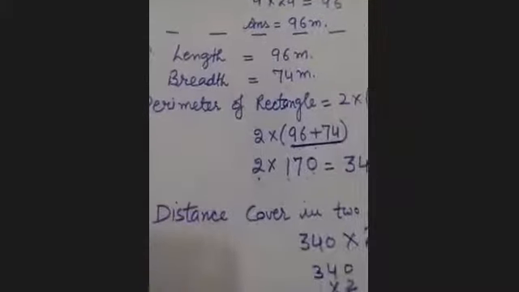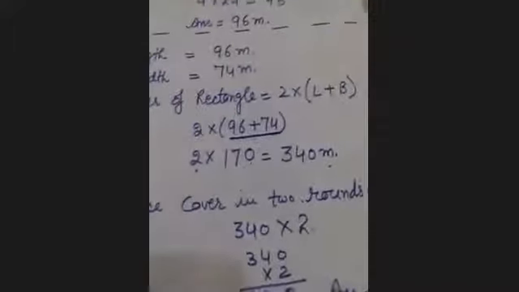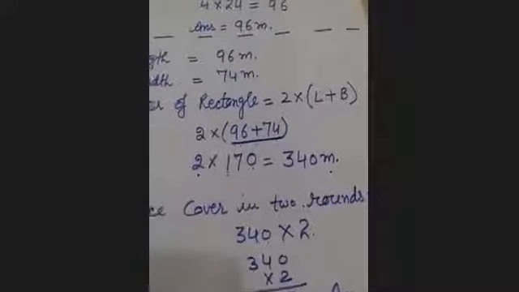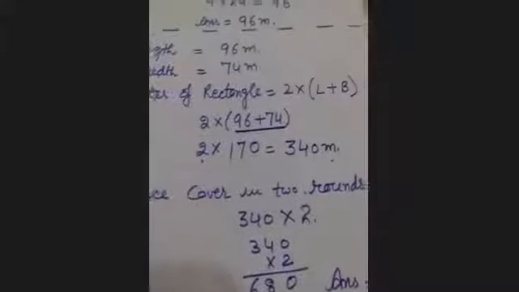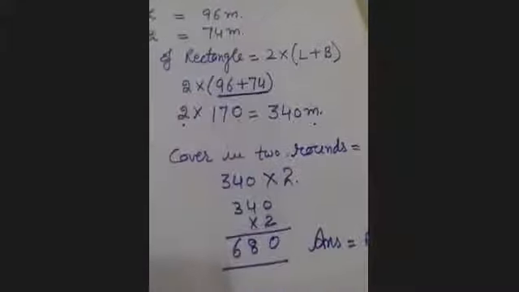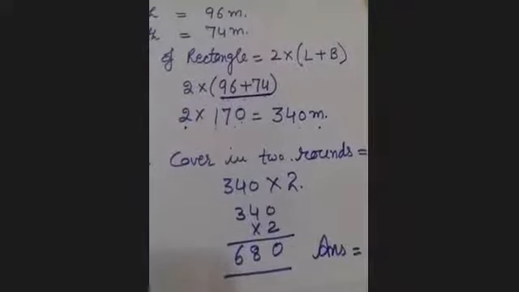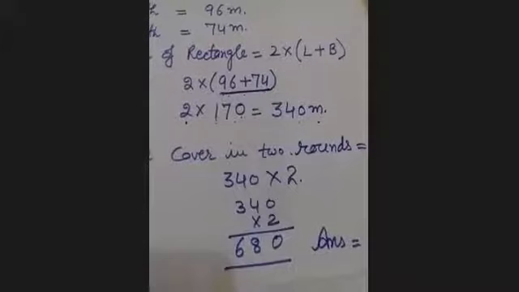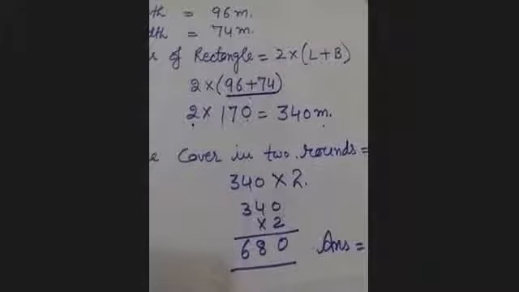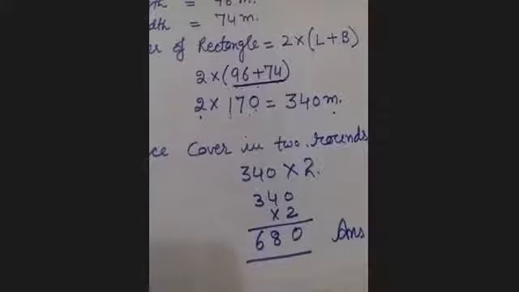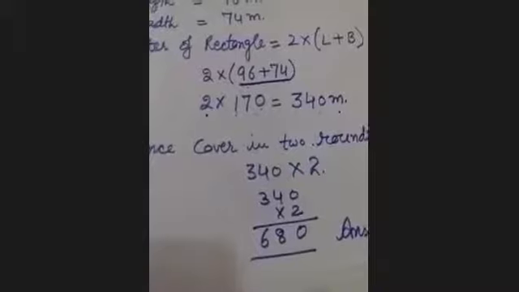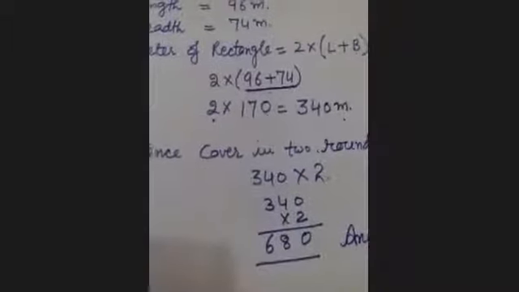In first step, students, we will find the perimeter of rectangle, which is 340 meter. Now find distance covered in 2 rounds. 340 multiplied by 2. We will get 680 meters. Next is question number 9.